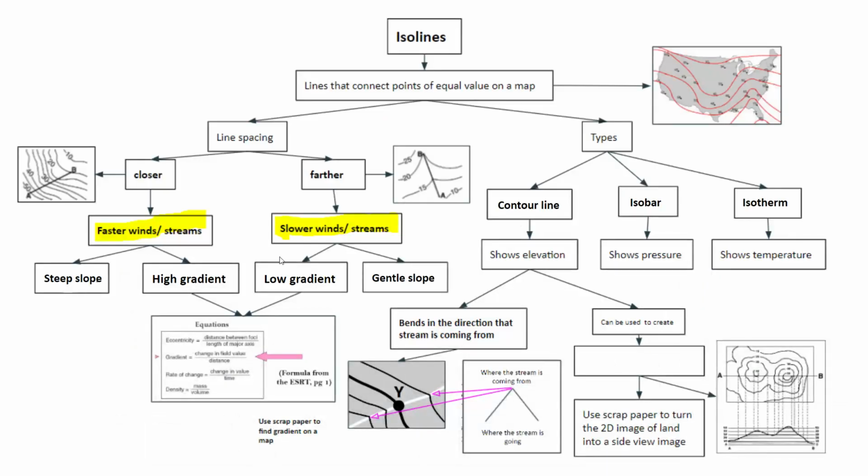Let's write that down in our notes. Pause this video. The closer my isolines are, the faster winds or faster streams there are, and the farther my isolines are, the slower winds or streams I have. Same with slope, right? The closer the lines are, the steeper the slope, the higher the gradient. The farther the lines are, the lower the gradient and the gentler the slope, because things are changing slower when the lines are farther, and their values are changing faster when the lines are closer.